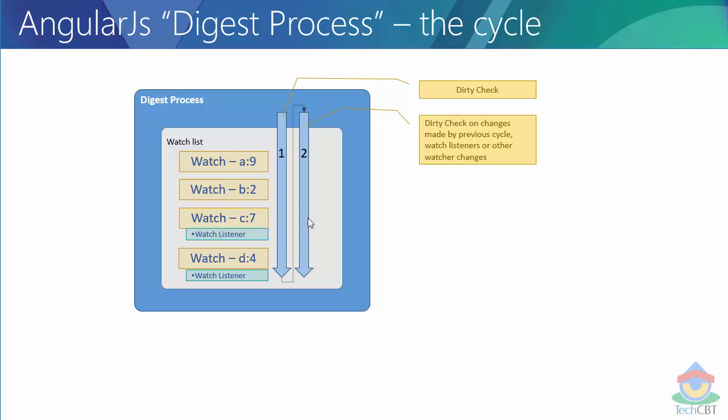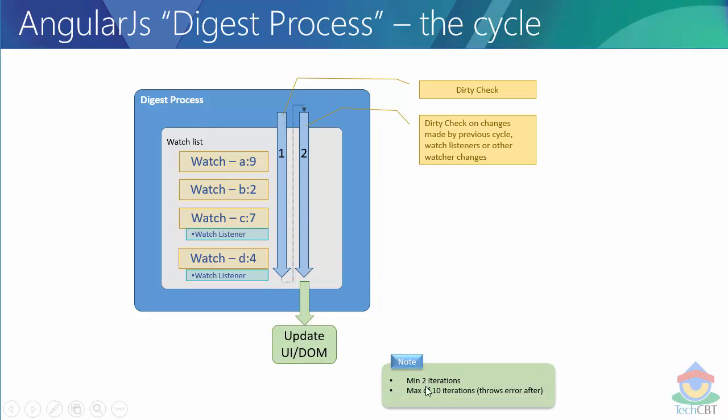So this is pretty important. For every digest process, we are going to have at least 2 minimum iterations to be always performed. And again, not just 2, you can only have a maximum of 10 iterations. And if your digest process cannot stop within 10 iterations, it is going to throw an error. So overall, every particular digest process, whenever it goes through the list of all the watches, does it at least twice. Okay.